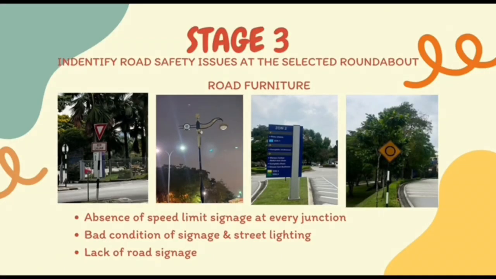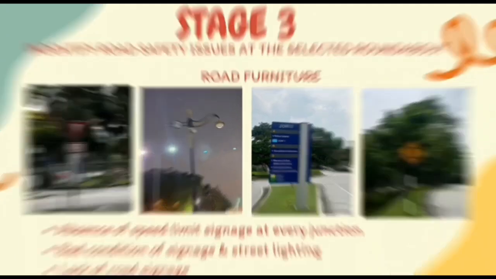Speed limit signage was entirely absent leading to and from the roundabout, leaving drivers unaware of the safe speed to maintain. The existing road signs are either damaged or insufficient, failing to provide proper navigation guidelines. Street lighting was also inadequate, reducing visibility at night and making it unsafe for all road users. These combined factors significantly impact the safety and efficiency of the roundabout.